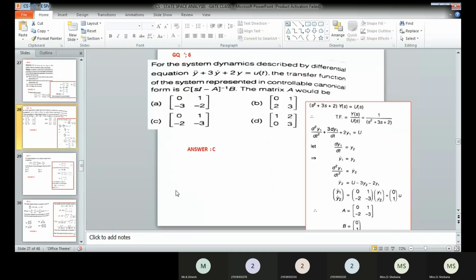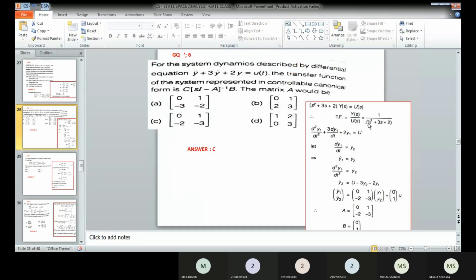Similarly, we can do simple things like that. The next problem is a differential equation. Here we have to determine the state model. From this differential equation we obtain the transfer function, and from the transfer function we can obtain the state model. Applying the Laplace transform to the differential equation, you get s square plus 3s plus 2 into Y of s equal to U of s. To determine the transfer function, 1 divided by s square plus 3s plus 2. This is the transfer function we determined.